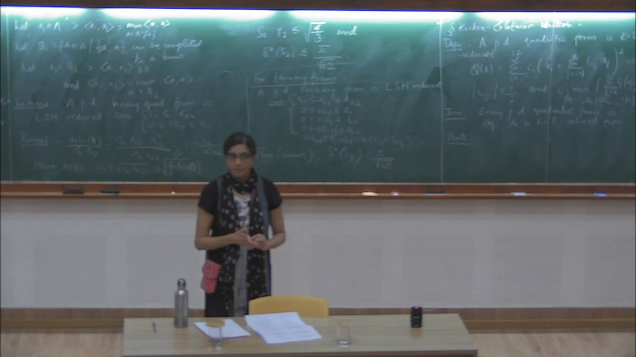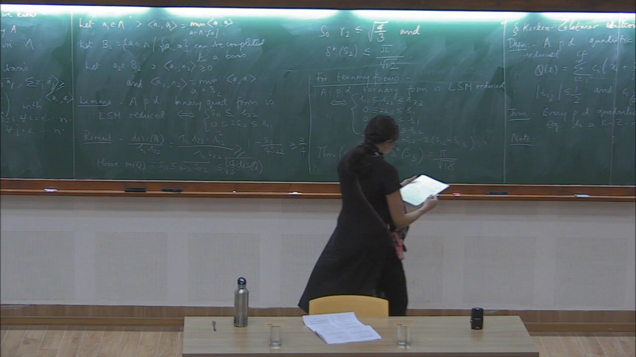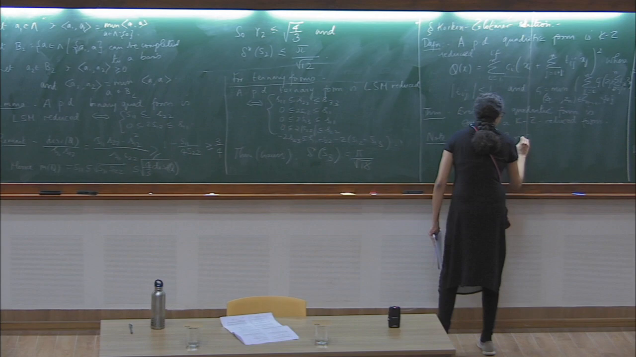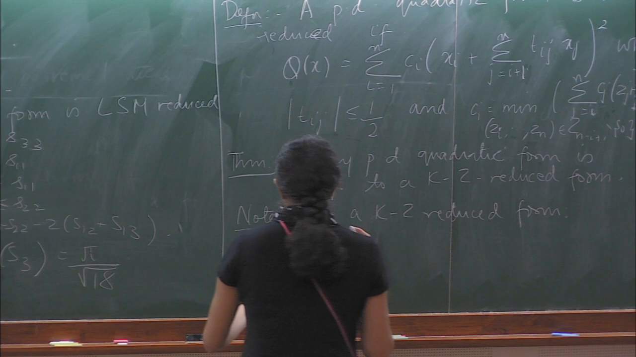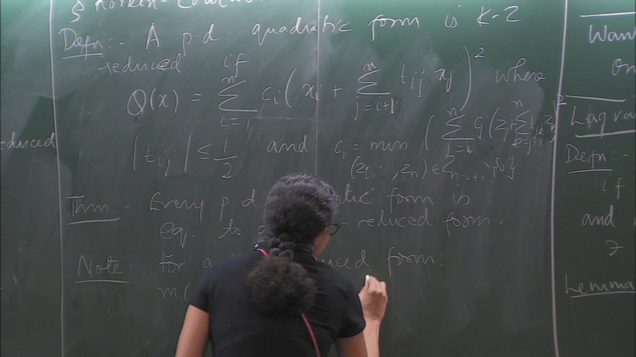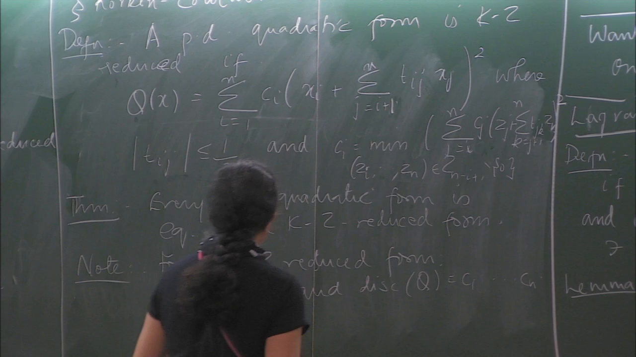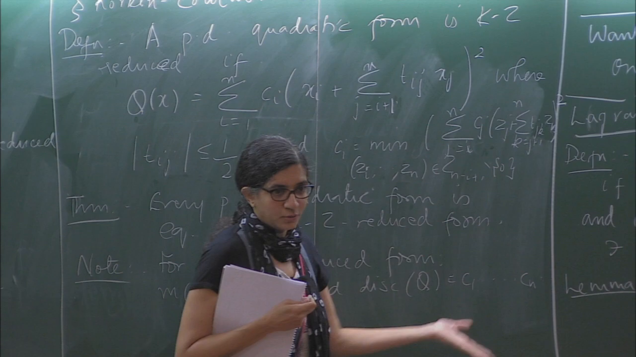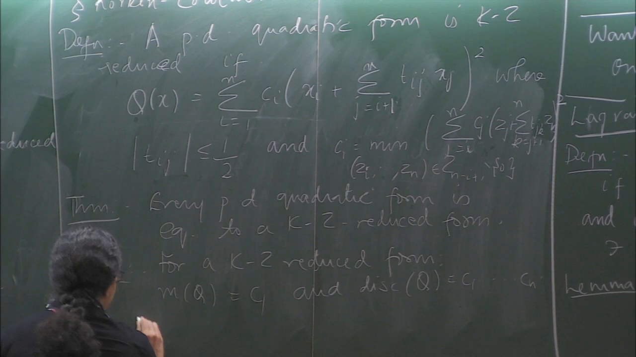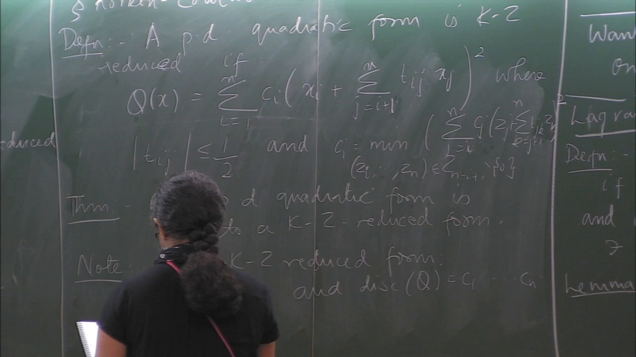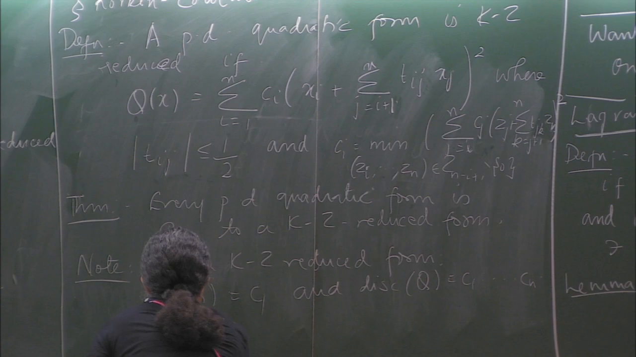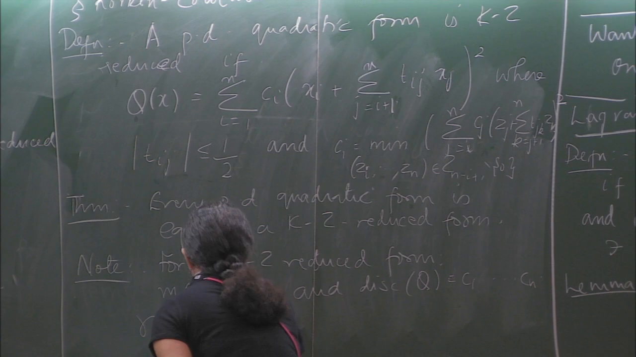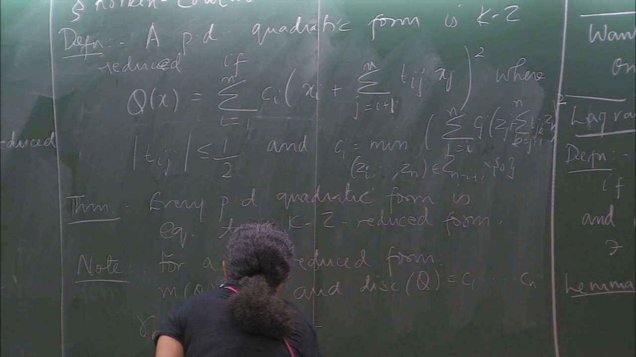Any issues? Okay. Having done this, note for a KZ reduced form, M of Q is C1, and the discriminant of Q is C1 to Cn. So estimating gamma of Q would amount to studying the relation between C1 and the nth root of C1 through Cn, and that is how the estimates are given. And so gamma n is the supremum of C1 over the nth root of C1 through Cn.